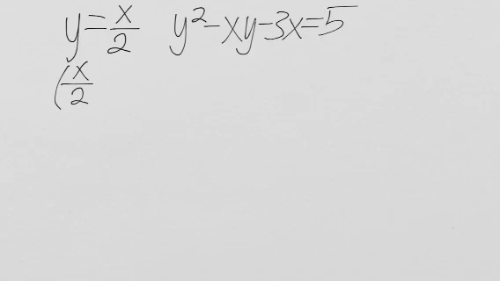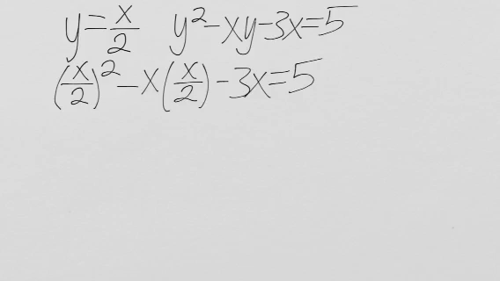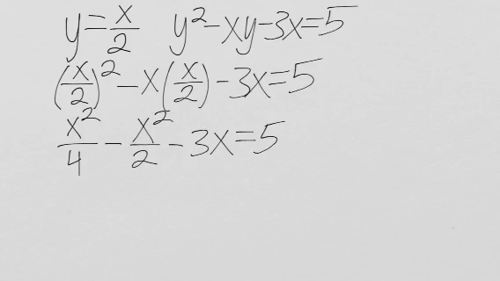So our first one is going to be (x over 2) squared minus x times x over 2 minus 3x is equal to 5. So now you can see we only have x's, so we can find out what our x values will be. So this simplifies to x squared over 4, since it's squared up here, minus x squared over 2, minus 3x is equal to 5. And then what we can do is just multiply a 4 out everywhere to get rid of this denominator here.